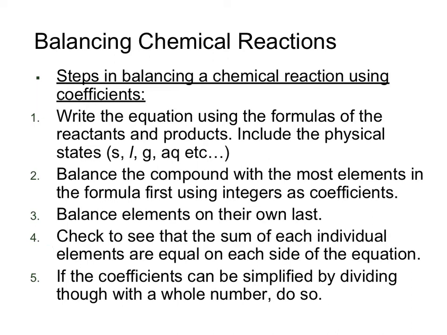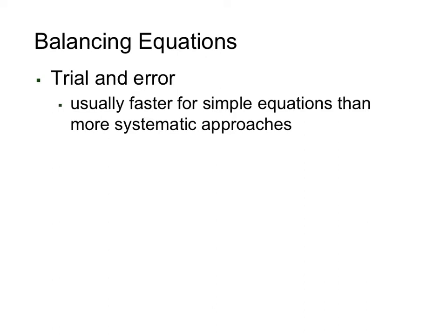We check to see that we have the same number of each type of element on both sides of the equation. If you found you went a little too far, and the coefficients can be simplified by dividing through by a whole number, then you would do so. We do find often with simple equations that a trial and error approach is often faster than going through the systematic steps. In other words, if it looks like you can balance a certain element easily by adding a coefficient, do that, and see what it did to the rest of the equation to see what you might have to fix.